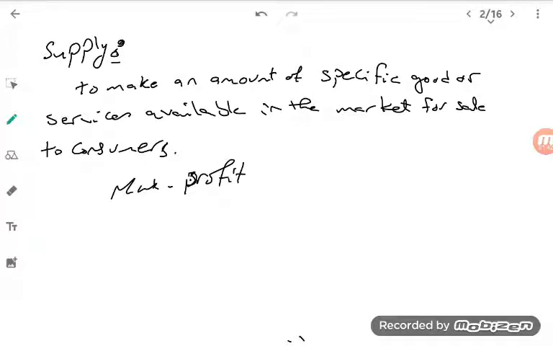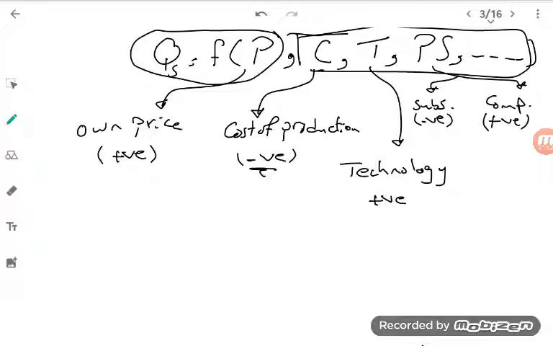We said the supply is that the producer is going to make an amount of goods and services available in the market. What's his goal? To make profit. Then we said we have something called the law of supply, like the law of demand. The law of supply says there is a positive relationship between price and the quantity supplied, ceteris paribus. Ceteris paribus means keep all other factors constant.